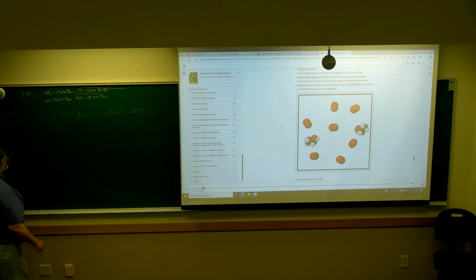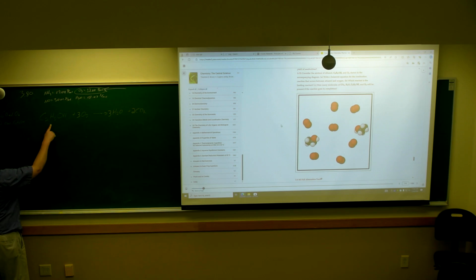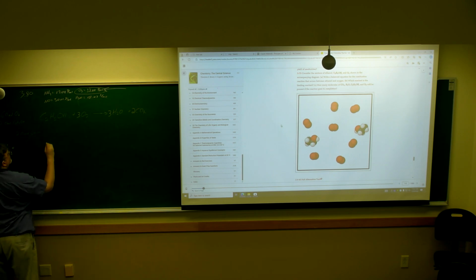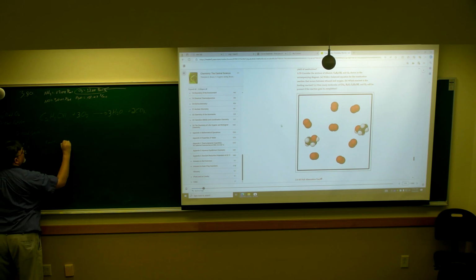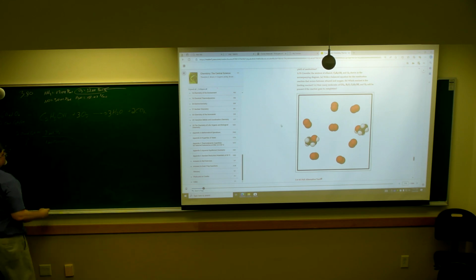I'll start here with this one, and I'll say I've got 2.0 moles of C2H5OH. The relationship here is 1 to 3. So 1 mole C2H5OH, 1 of these to 3 of these. 2 times 3 is 6.